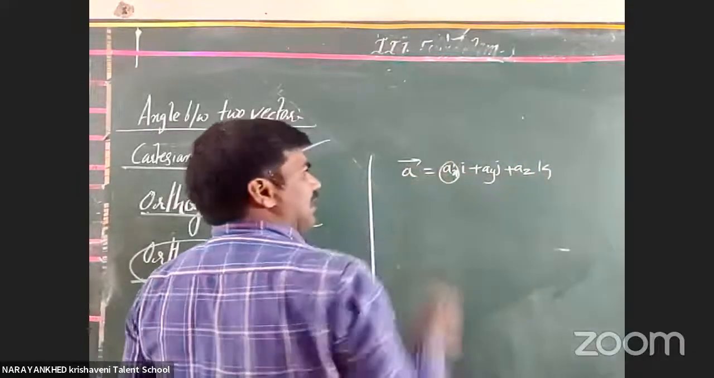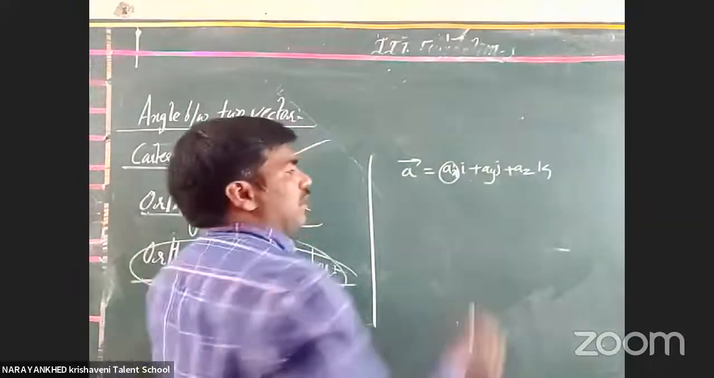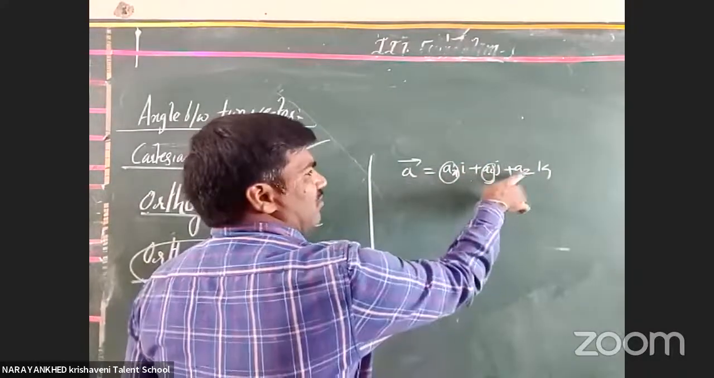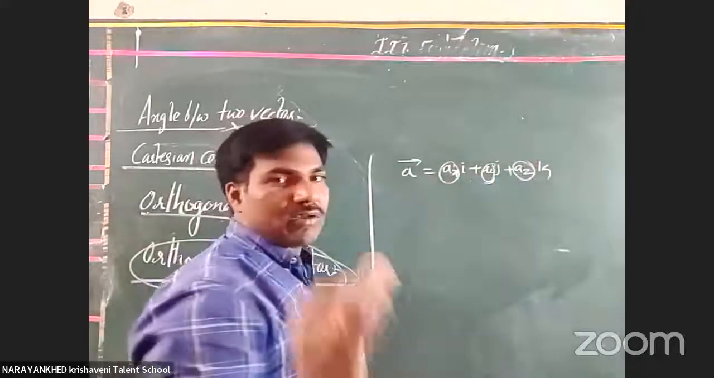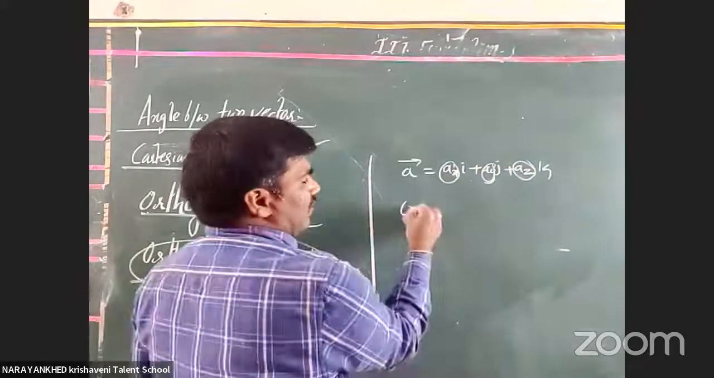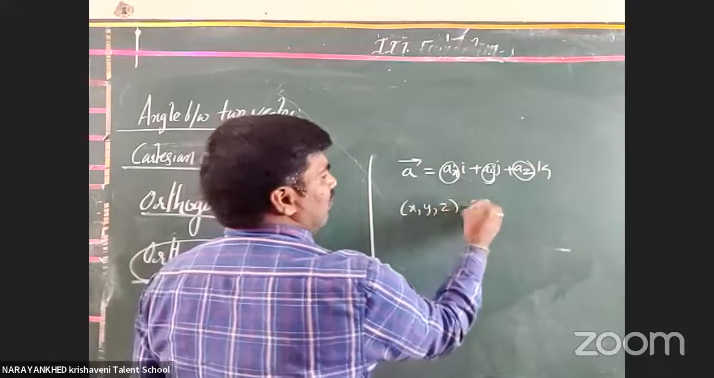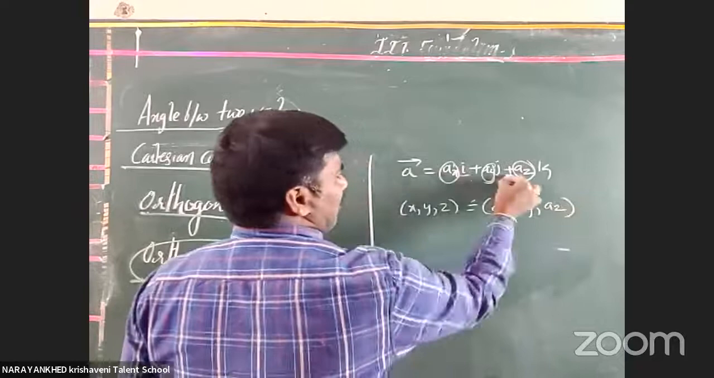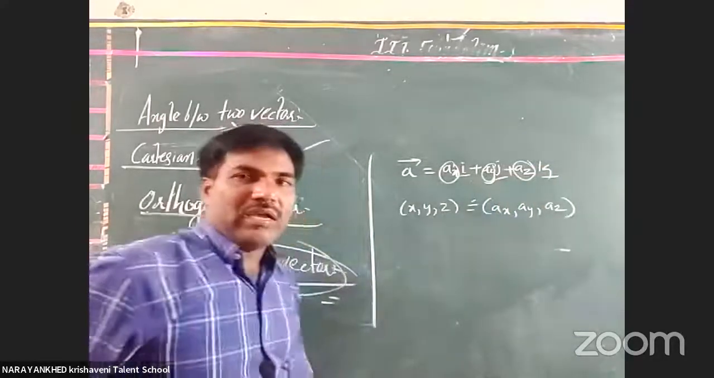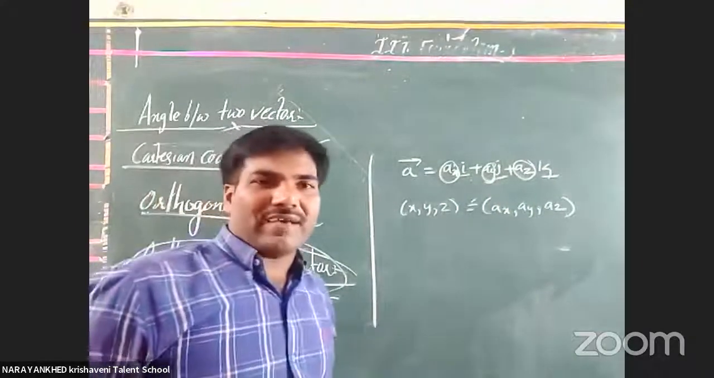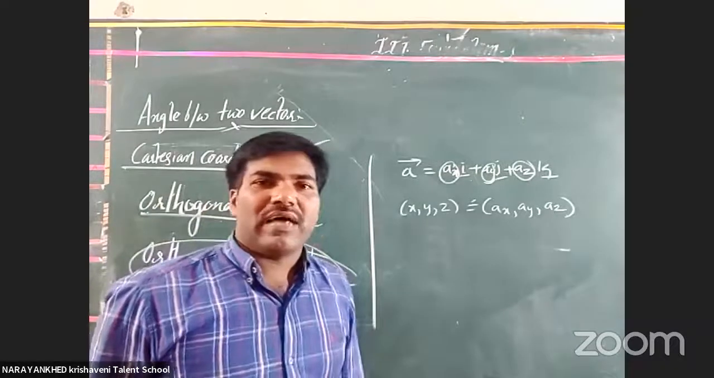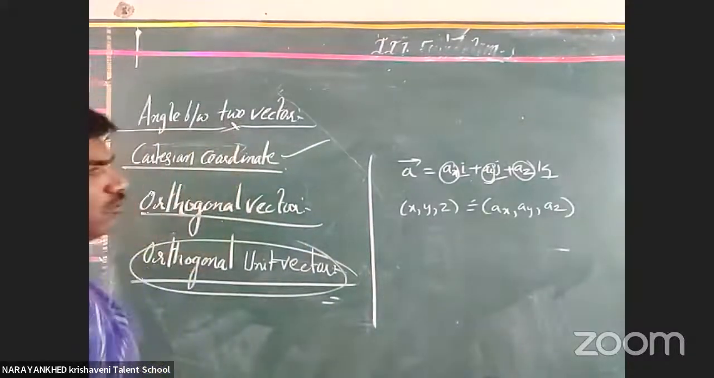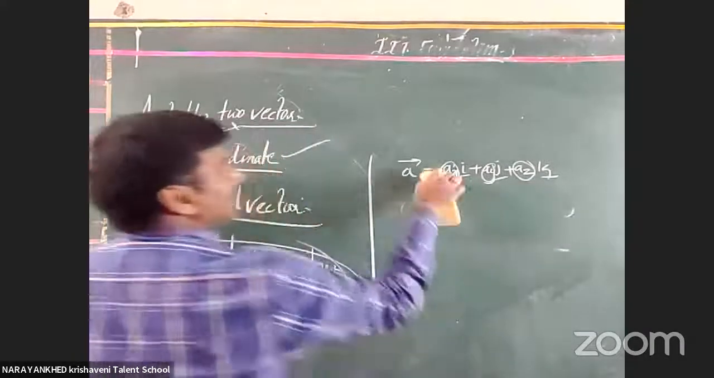AX indicates the component along the x-axis. AY indicates the component, or the coordinate point, along the y-axis. AZ indicates the coordinate component along the z-axis. X, y, z become ax, ay, az, and i bar, j bar, k bar become the unit vectors along the x-axis, y-axis, z-axis respectively. Got it or not? These are only about orthogonal vectors, and we represent the vectors like this.